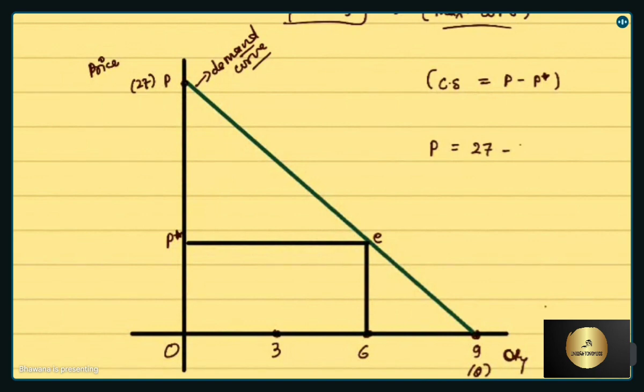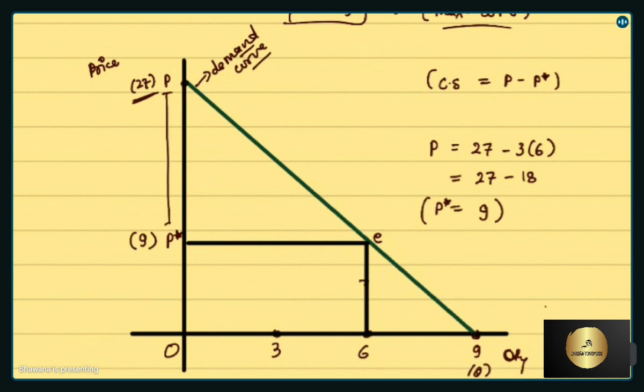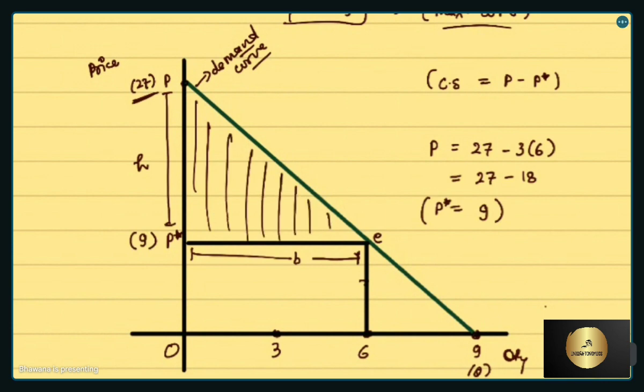So P is equal to 27 minus 3Q, where Q is equal to 6, already given. You will get 9. Your P star is equal to 9. So you are ready to pay 27 for that commodity, but you end up paying 9 rupees. The difference between P and P star is your consumer surplus. This difference is your height, and this is the base. This particular triangle represents the consumer surplus.